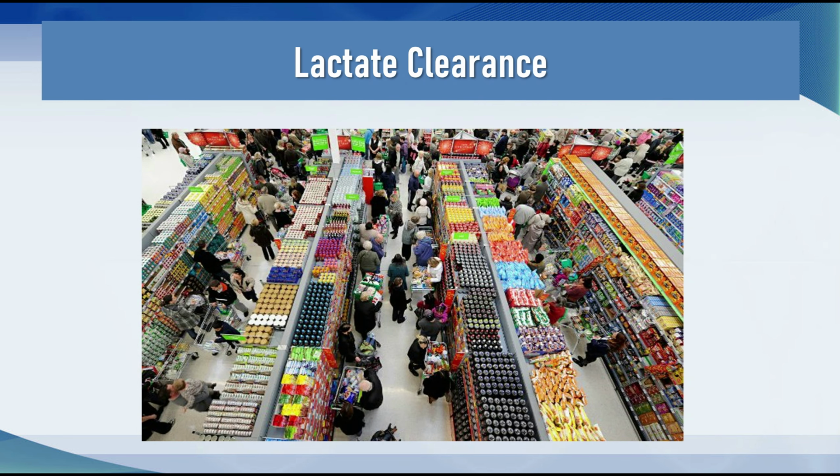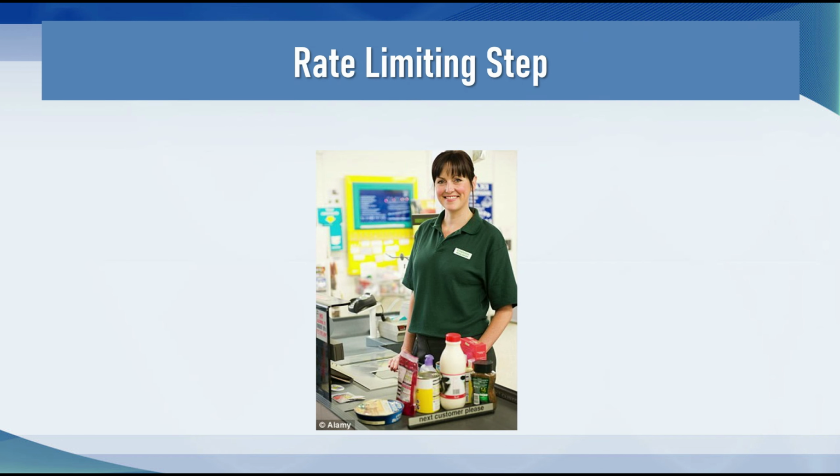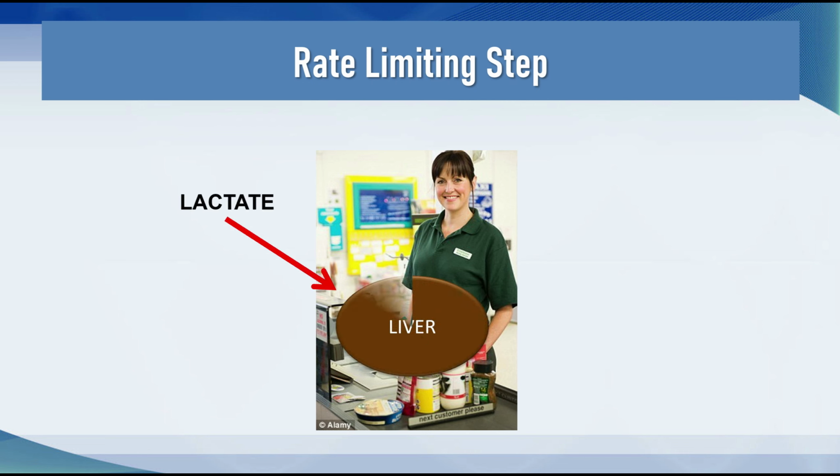Think about what happens at the holidays or at Christmas, where you can have huge lines at the checkout. And the rate limiting step is the liver itself that has to process that lactate back into glucose and ultimately to carbon dioxide. The liver has a limited processing capacity, and it can be easily overwhelmed in situations where vast quantities of lactate are being produced.